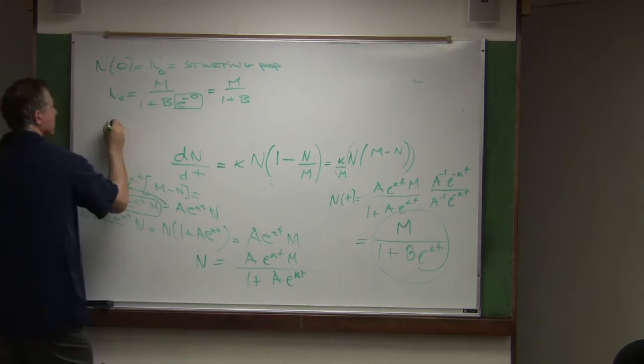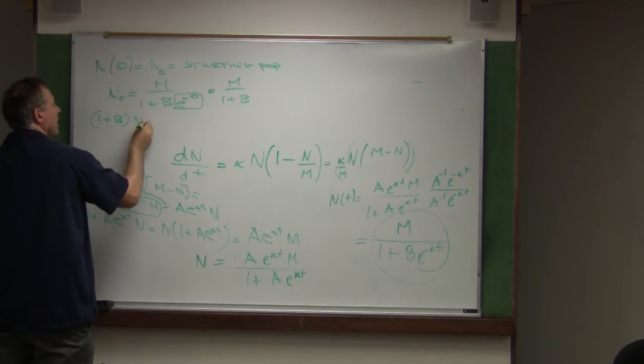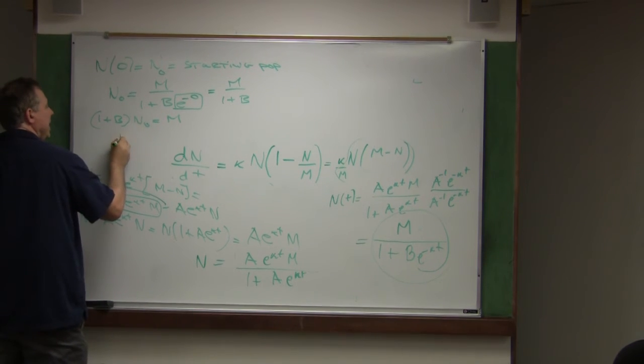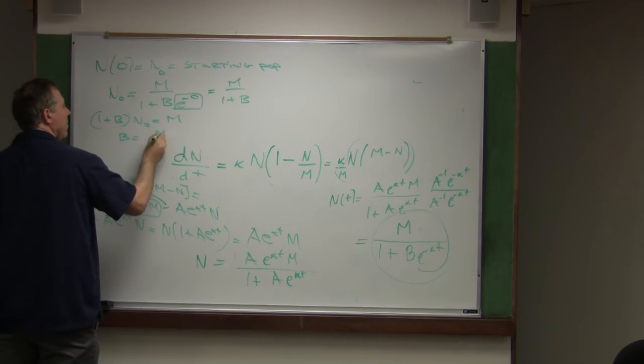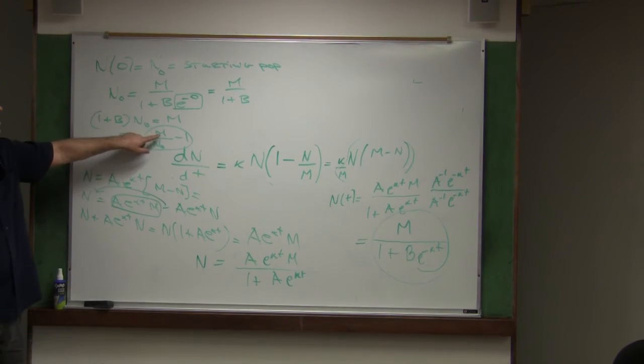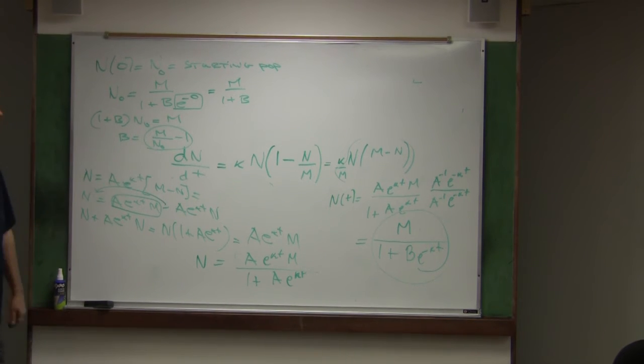Yeah, so this is m over 1 plus b, so solve for b. So in other words, 1 plus b times n naught is equal to m, so b is equal to m over n naught minus 1. In other words, it's your maximal population over your starting population minus 1.